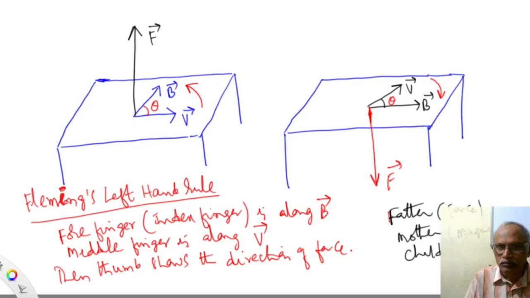Magnetic field. The child is the current. Current means the direction of velocity of positive charge, along V bar. The thumb is the father, the forefinger is the mother, and the middle finger is the child, the current. The middle finger is in the direction of current.